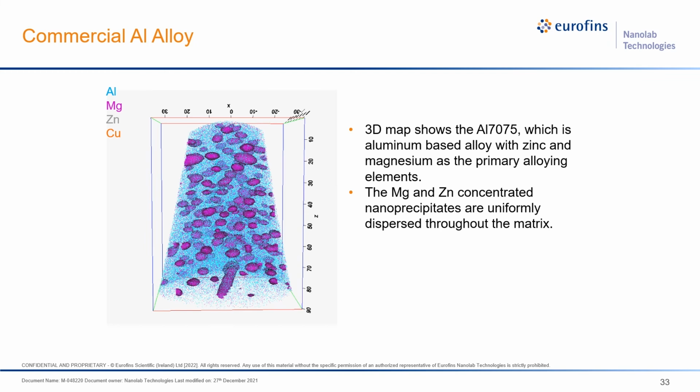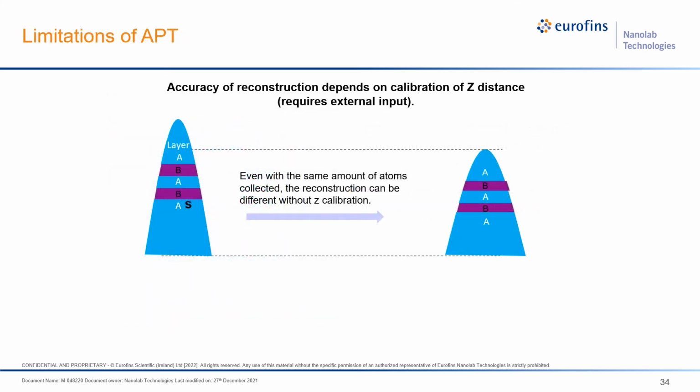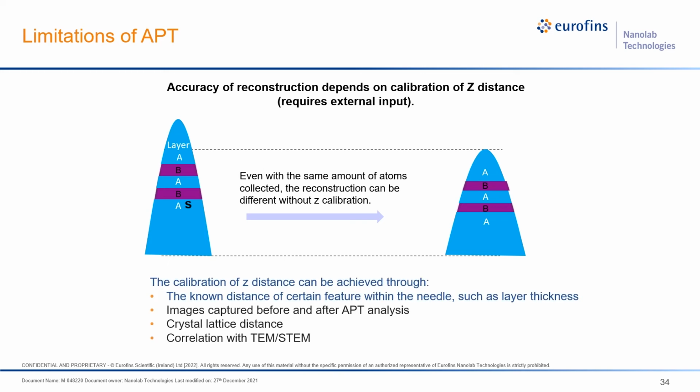to discuss here now. The first one is the Z-depth correlation or the Z calibration. And over here, the important thing is that this calibration requires an external input. Even with the same amount of atoms which we collect, if the calibration is not done, how the tip shape looks would be very different. So there are a couple of ways to achieve this calibration. The first is to use the known distance of a certain feature, such as a particular layer thickness within the atom probe needle, and use that to calibrate the Z distance.